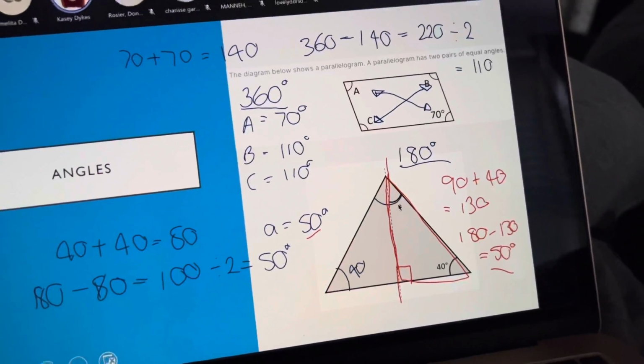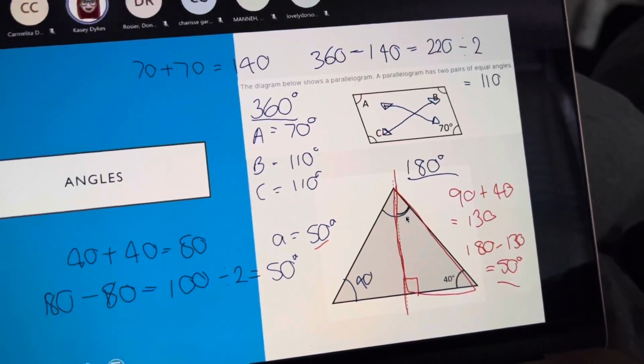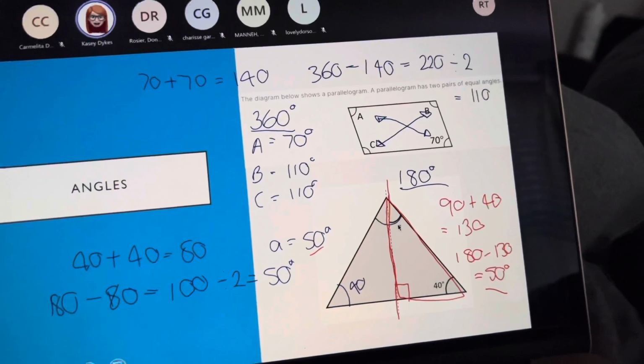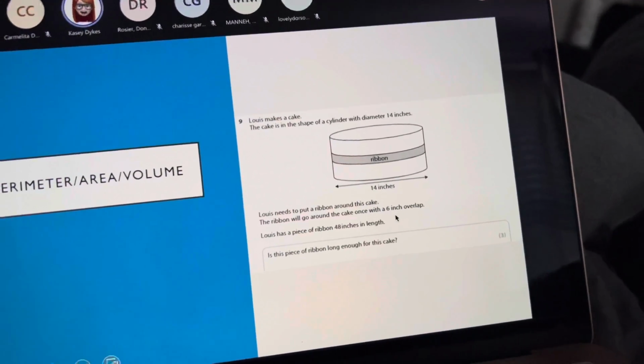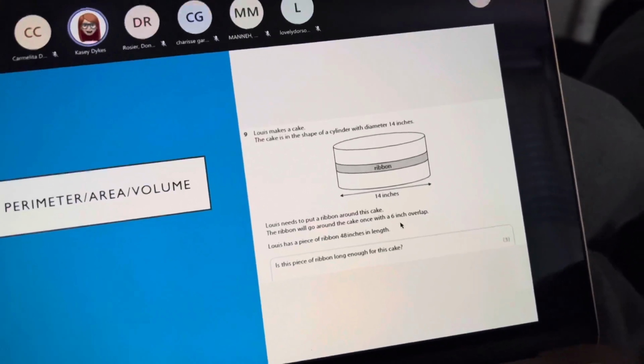Good, okay, let's look at next one. I might make this our last. No, we've got a bit more time than that, that's fine.